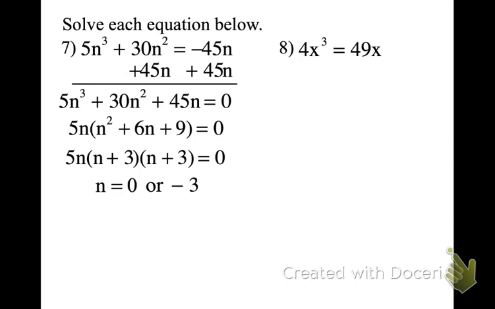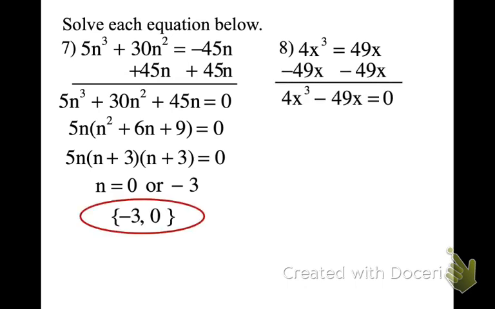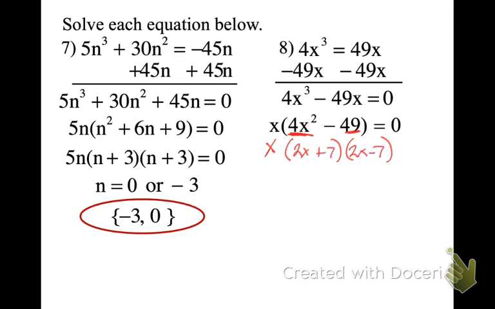Now let's check our work. 49x, we're going to subtract 49x. And then we have to factor out a GCF of x. And then what we have is a difference of squares. Remember the pattern. The difference of squares pattern is a perfect square minus a perfect square, and when you have that, the root of 4x squared is a 2x. The root of 49 is a 7. One's plus, one's minus. Set them all equal to 0.